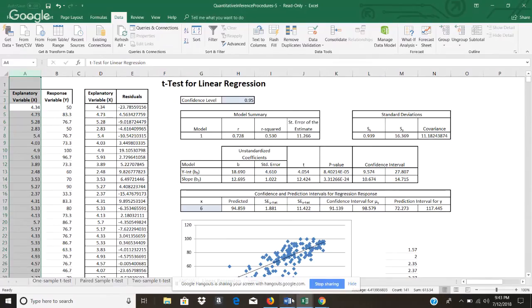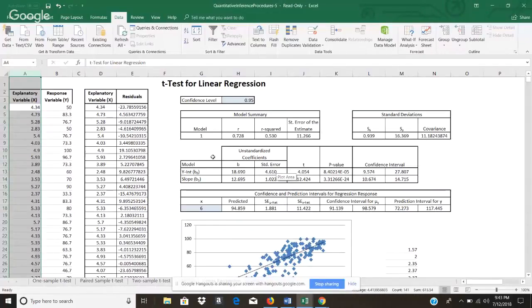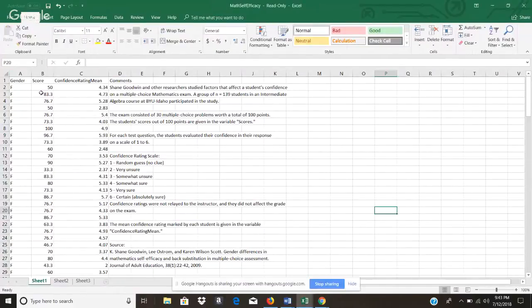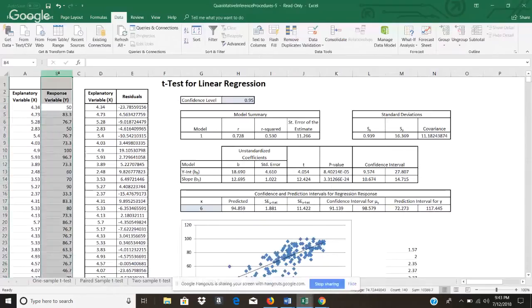I think that's right. Let me look at it one more time real quick. Right, so confidence data. I plugged in the confidence data right here under X. And then I went back and did the score data, which is right here, and I plugged that into the response variable, which is right here. Because that's how they wanted you to do it.